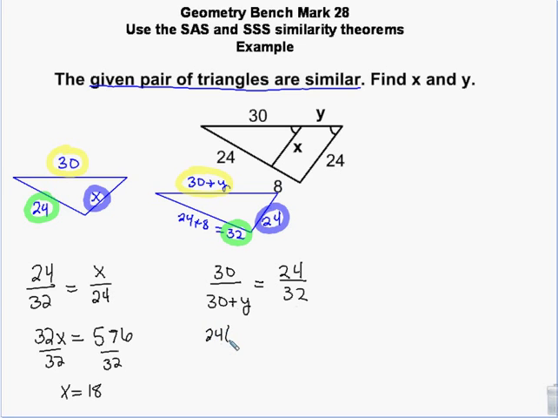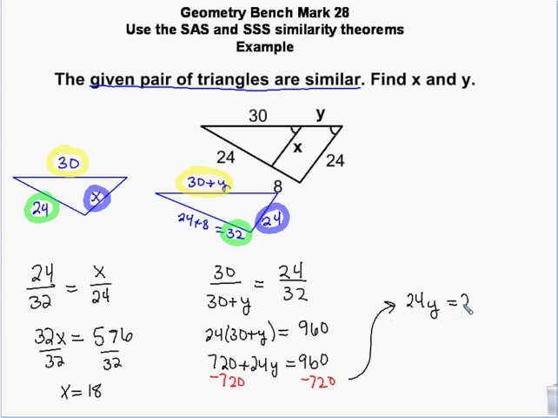I'll have 24 times 30 plus y is equal to 30 times 32, which is 960. And then 24 times 30 is 720. I'm going to take 720 away from both sides. And that will give me 24y equals 240, which makes y 10.